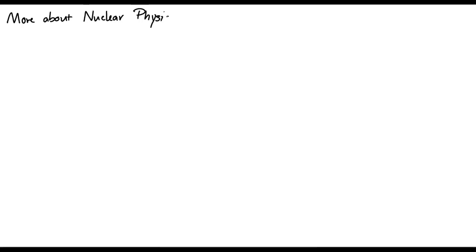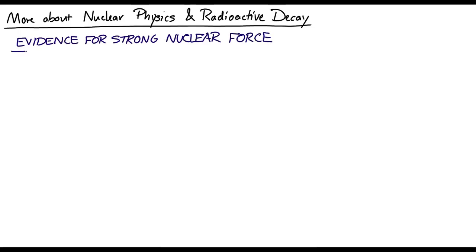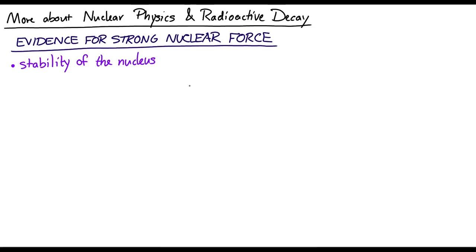Let's take a look at more about nuclear physics and more about radioactive decay. First, let's think about evidence for the strong nuclear force. The primary evidence for it is the stability of a nucleus. If you think about a nucleus, it's protons and neutrons in a very small location, a very small volume. Without a strong nuclear force, the nucleus would not make any sense.